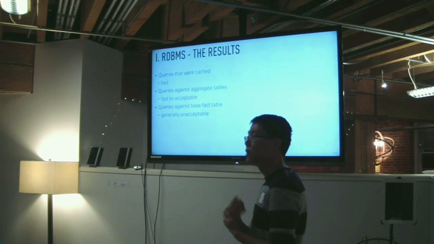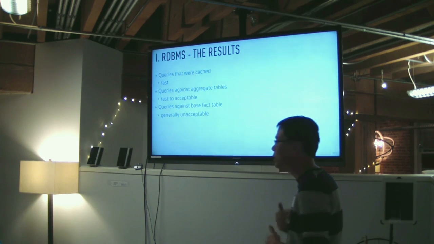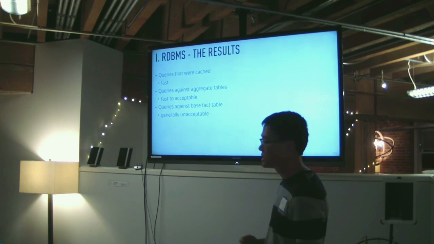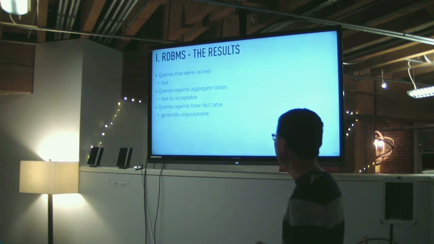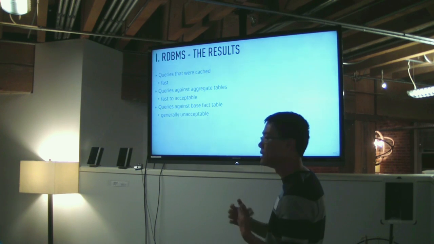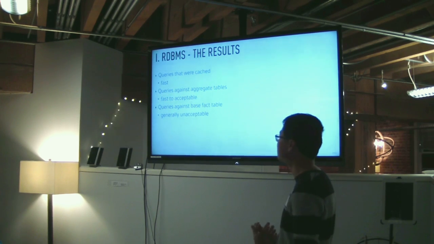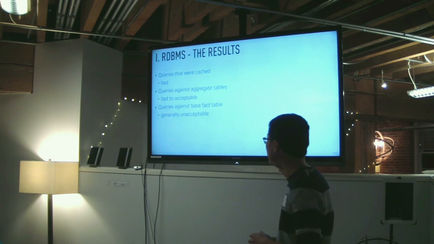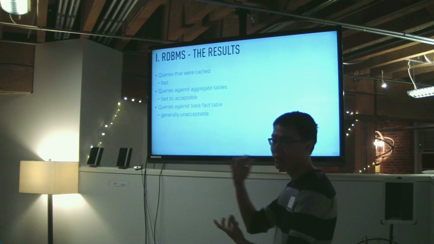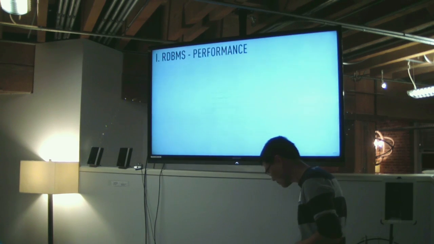So the system that we actually tried using in the early days of the company was Postgres. And what we found with using Postgres was basically queries that were cached were pretty fast. Queries that went against aggregate tables, these special tables meant to speed up the time it takes to do aggregates, those queries were fast to acceptable. The queries that required scanning the base fact table, so queries that required going to your raw data and scanning that data, those were a little too slow.